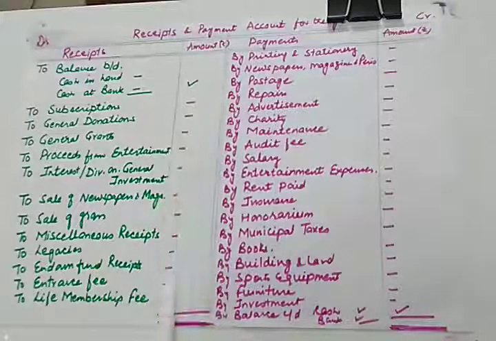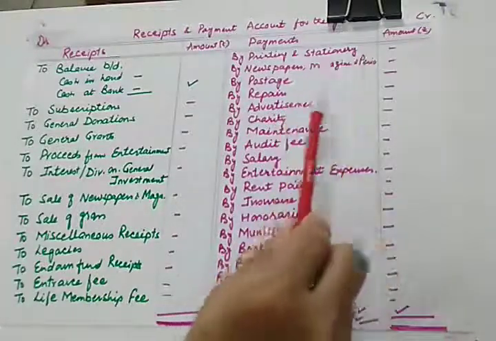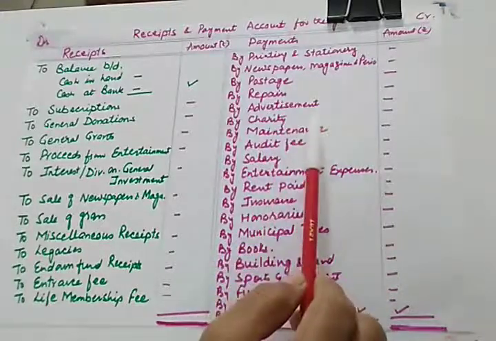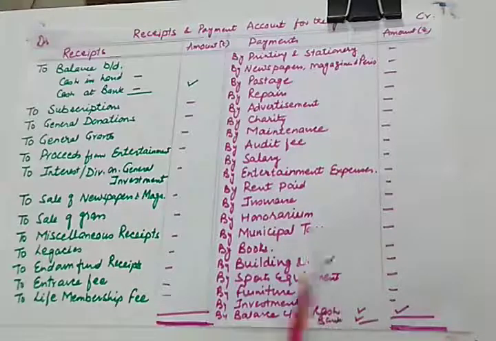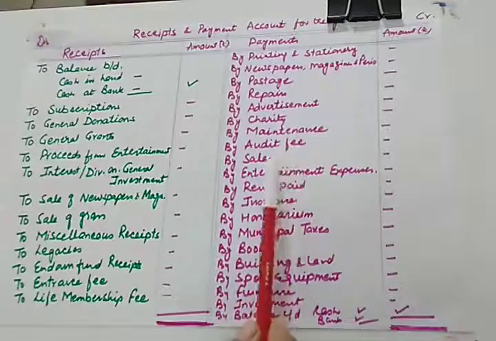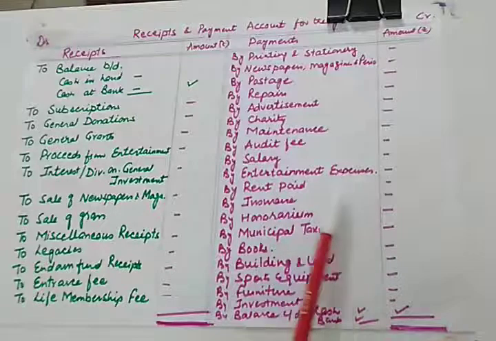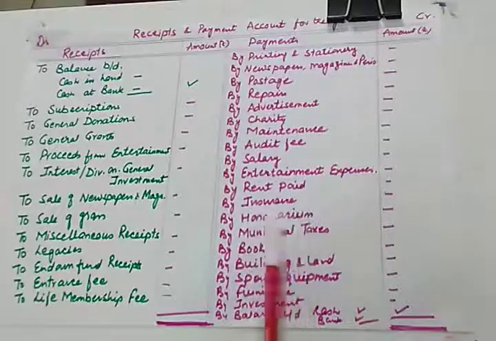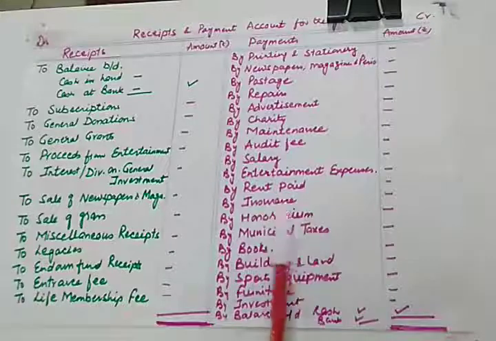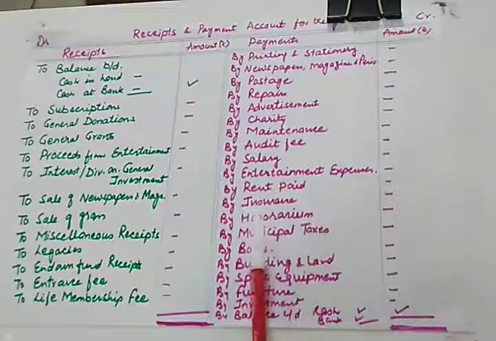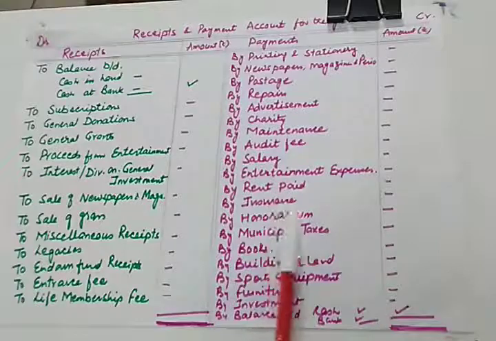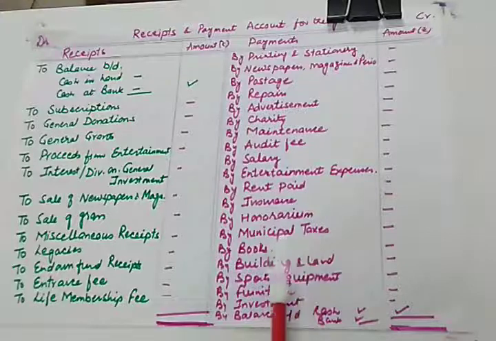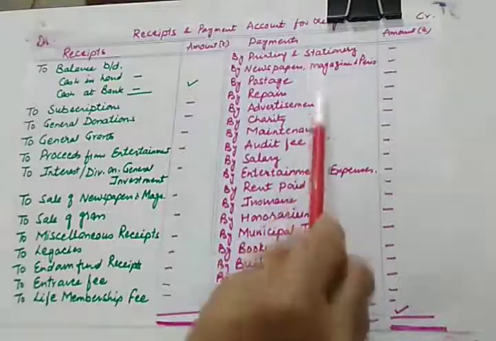So these are the receipts, and your payments will include printing and stationery, newspaper, magazine and periodicals, postage, repairs, advertisements. Whatever expenses you are incurring in cash will be recorded here. Charity, maintenance expenses, audit fee, salary, entertainment expenses, rent paid, insurance premium paid, honorarium. Honorarium is not paid to a regular employee. This is paid to a special lecturer, the person who organizes a special lecture for the employees or for the organization. Municipal taxes, likewise. So these were the examples of expenses.